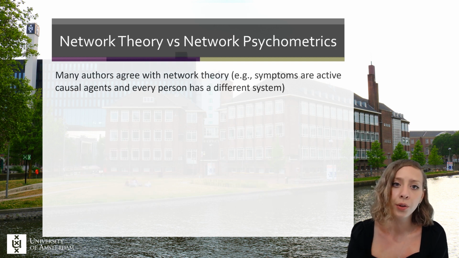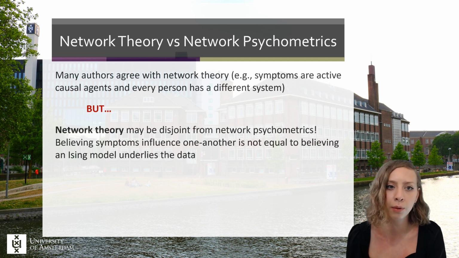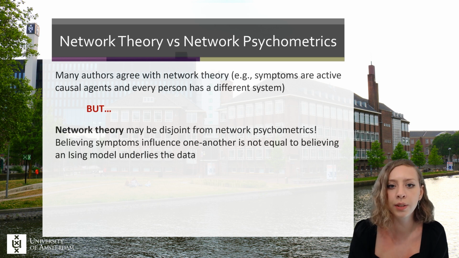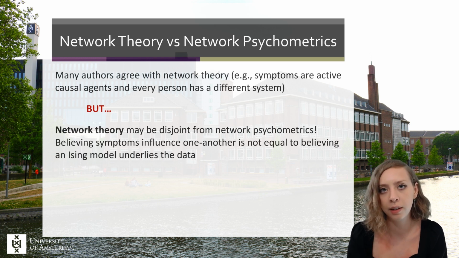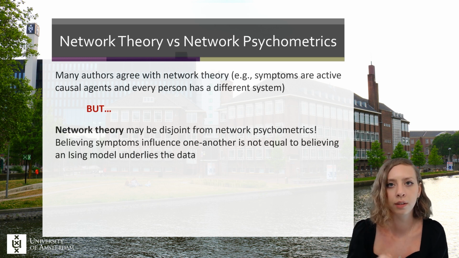And also many authors can agree with the network theory. So this idea that symptoms are active causal agents and that every person has a different system, I think that aligns very well with how we think about psychology and psychopathology, and a lot of people can agree with this. But if you agree with or believe in the network theory, this can be disjoint from network psychometrics. So believing that symptoms influence each other does not equal believing that an Ising model is what underlies the data. Those are two very different things. I think that's really important to keep in mind.